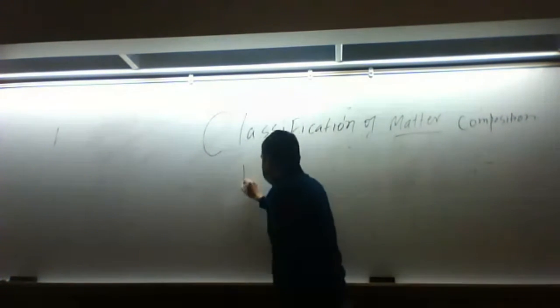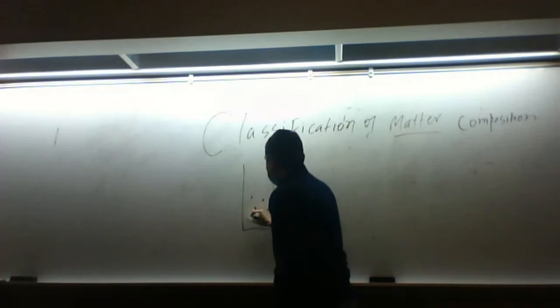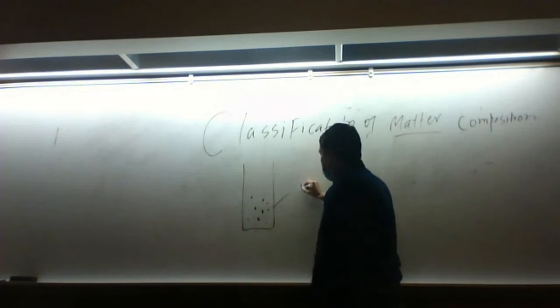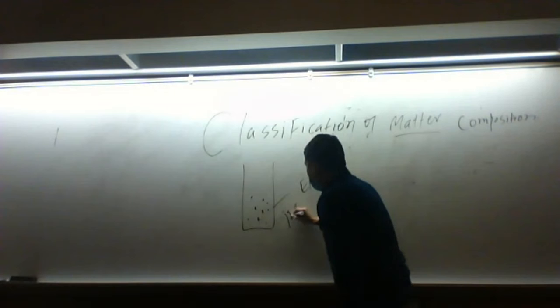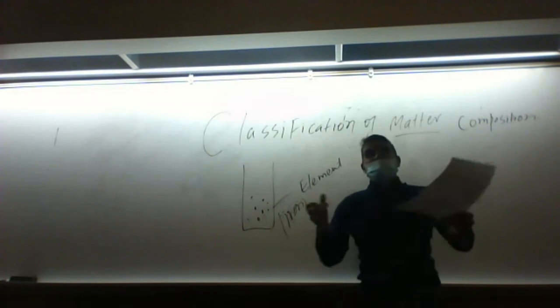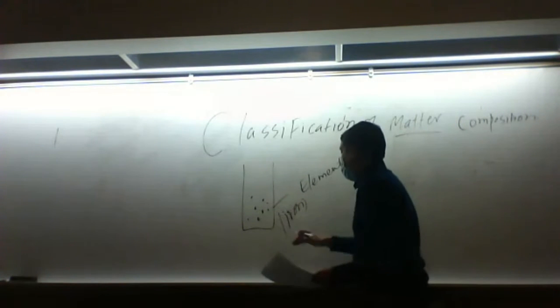Let's say this is a cup, and you put iron pieces in it. This is called an element. It is very pure; here there is only iron. Anything you see in the periodic table is called an element. That's a pure state. So iron is an element.